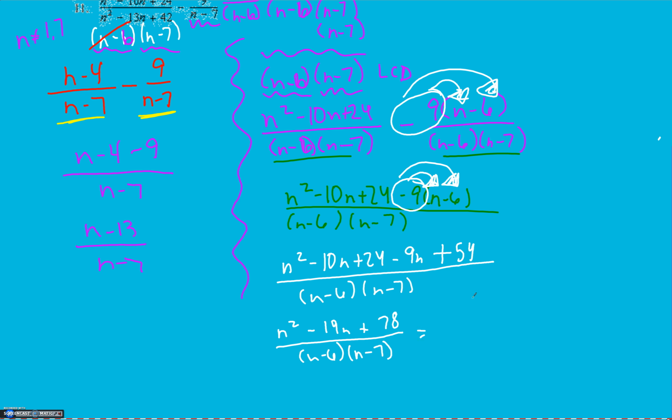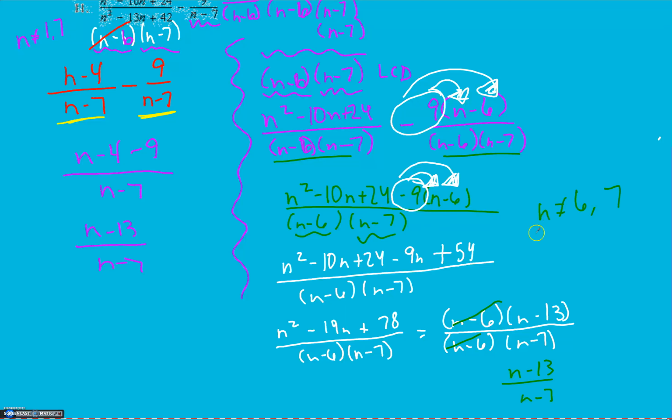Our numerator, we can check for factors here. Things that multiply to 78, add to negative 19, n minus 6, n minus 13 over n minus 6, n minus 7. Again, 13 times 6 is 78. Add the two together, we get negative 19, so we're good there. Check to see if we simplify, and we're going to end up with n minus 13 over n minus 7. N, again, cannot equal 6 or 7. So we ended up getting the same answer either way.